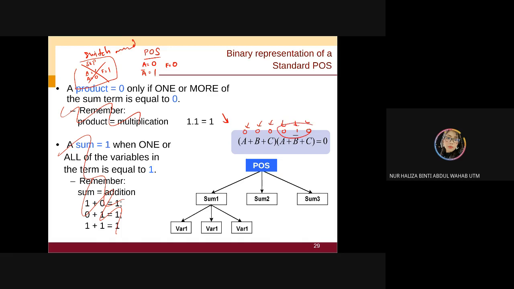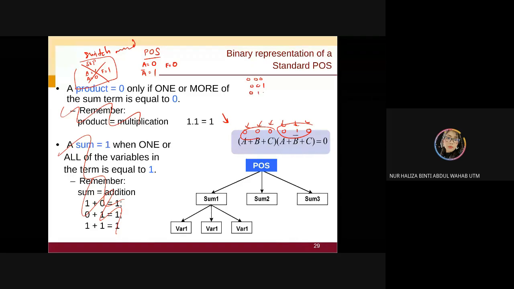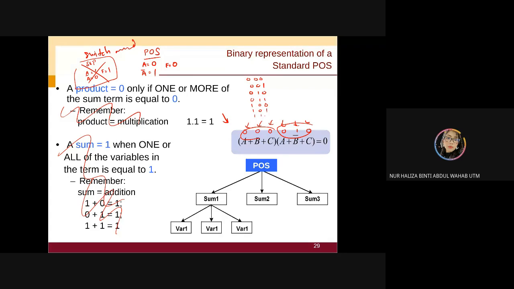For this value, if you have 0, 0, 0, 0, 0, 1, 0, 1, 0, 0, 1, 1, 1, 0, 0, 1, 0, 1, 1, 1, 0, 1, 1, 1. At 0, 0, 0, your output will be 0. At 0, 1, 0, your output will be 0. The rest will be 1. Just looking at this POS Boolean expression, you can get the truth table from this Boolean expression. The rest will be 1, 1.